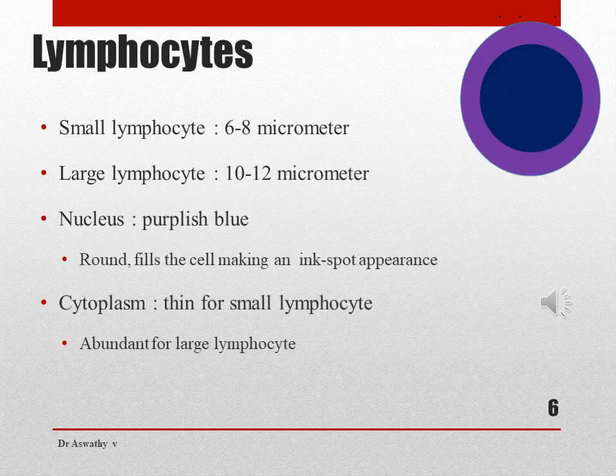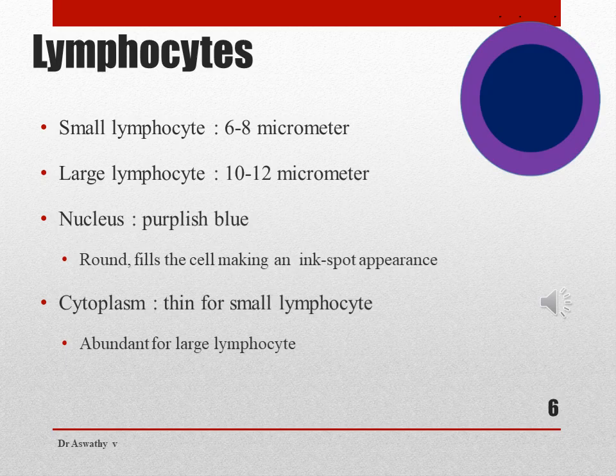So next WBCs are the lymphocytes, and lymphocytes come under the classification of agranulocytes. You can see two types of lymphocytes, small lymphocyte and large lymphocyte. Lymphocyte has a round nucleus, but the difference between small and large lymphocyte is that in small lymphocyte, the nucleus takes up the maximum cell space. So the nucleus will stain blue in color, and the cell will appear like an ink spot. So small lymphocyte has an ink spot appearance with very little cytoplasm.